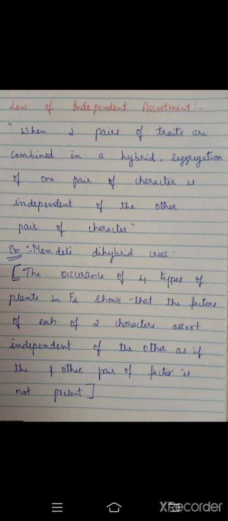The occurrence of four types of plants in F2 shows that the factors of each pair of characters assort independently of the other, as if the other pair of factors is not present. So when two pairs of contrasting characters are brought together, irrespective of the dominant or recessive trait, one trait completely expresses itself and the other trait completely expresses itself, but they never combine during expression. They express independently, and that is called the law of independent assortment. Thank you.